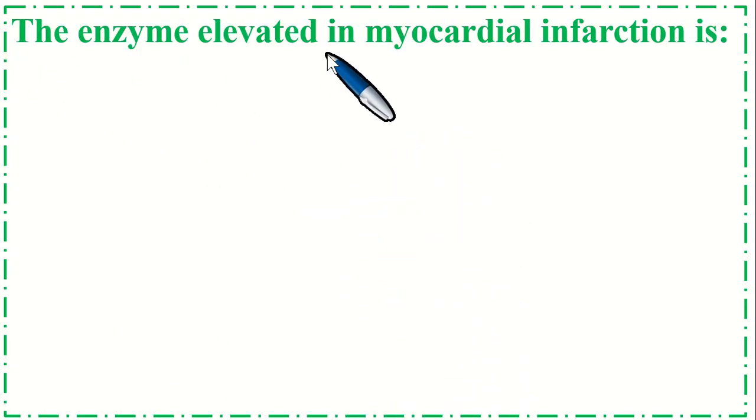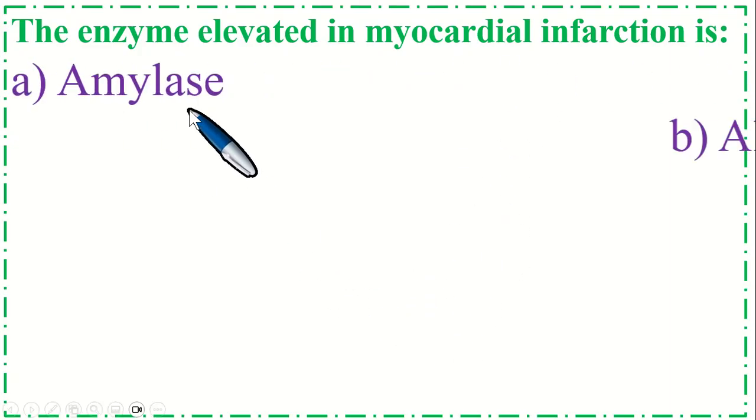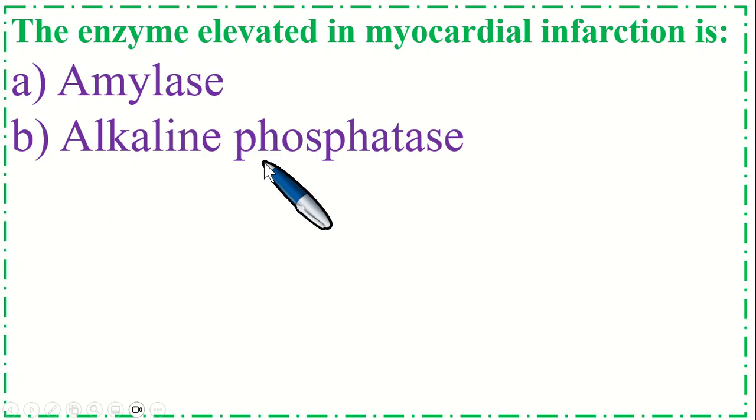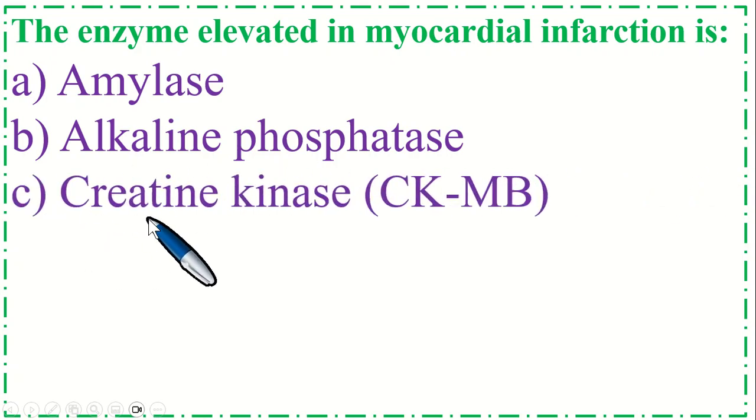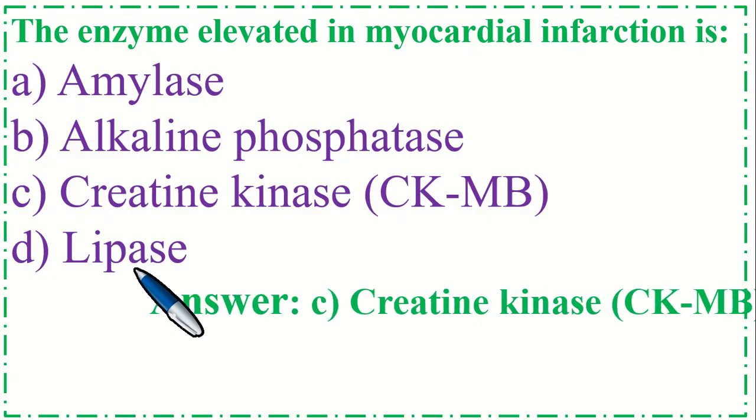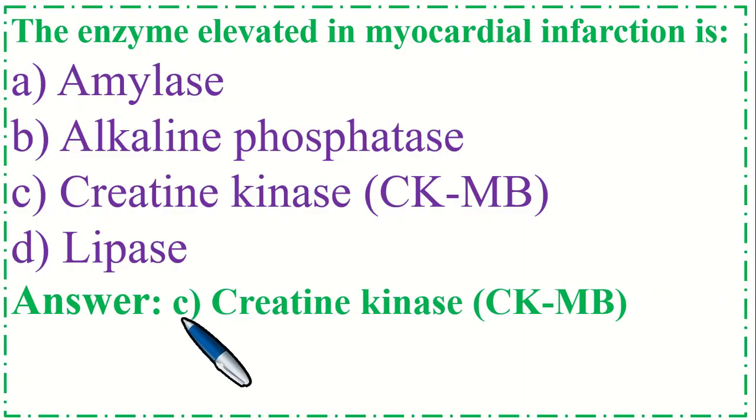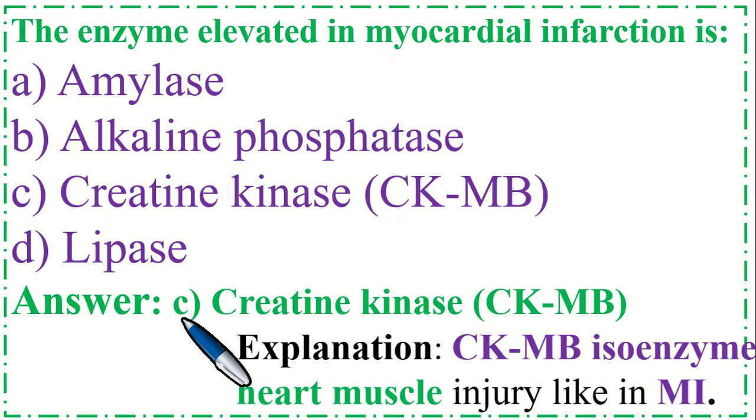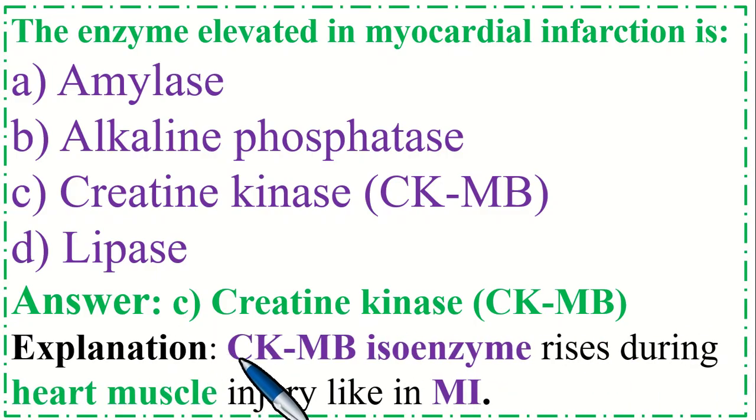The enzyme elevated in myocardial infarction is option A amylase, B alkaline phosphatase, C CK-MB, and option D lipase. So the correct option is C creatine kinase, CK-MB. Explanation is CK-MB isoenzyme is released during heart muscle injury like MI.